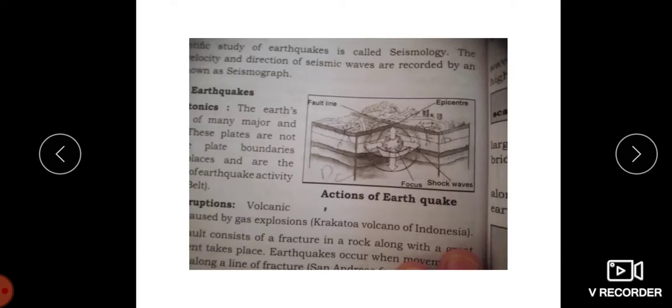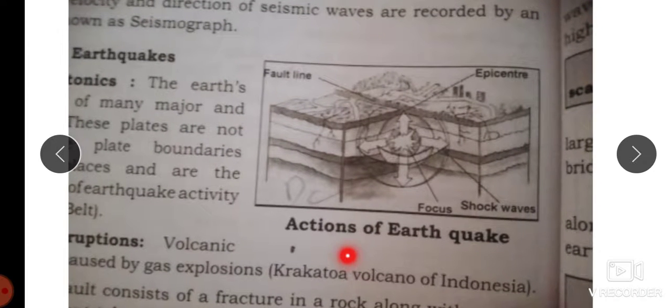So what are earthquakes? Earthquakes, children, are a shock or series of shocks or tremors due to the sudden movement of the crustal rocks generated within the crust or mantle. The point of origin of the earthquake in the earth's crust we call the seismic focus or the hypocenter. The point on the earth's surface vertically above the seismic focus is called the epicenter. See, this is the epicenter.